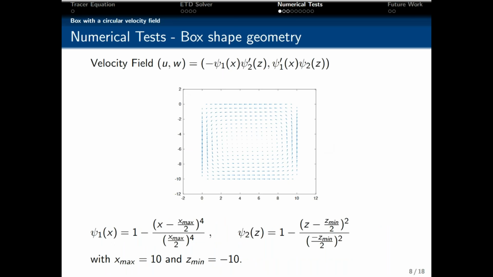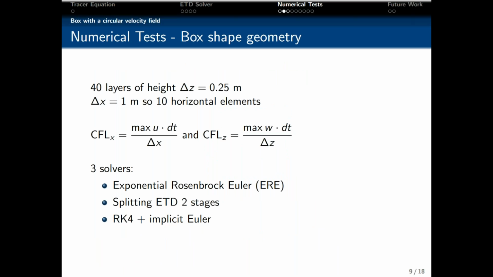So in this first test, we have a box-shaped geometry, a 10 meters by 10 meters box. We have a circular velocity field, and to define that velocity field, we use two functions, phi1 and phi2, where phi1 depends only on x and phi2 depends only on z. We have 40 layers, so each block on the diagonal of your linear operator will be a 40 by 40 matrix. And we decided to use three solvers.